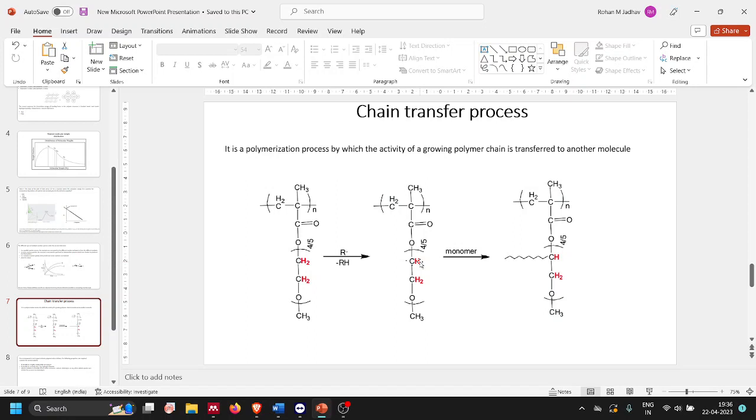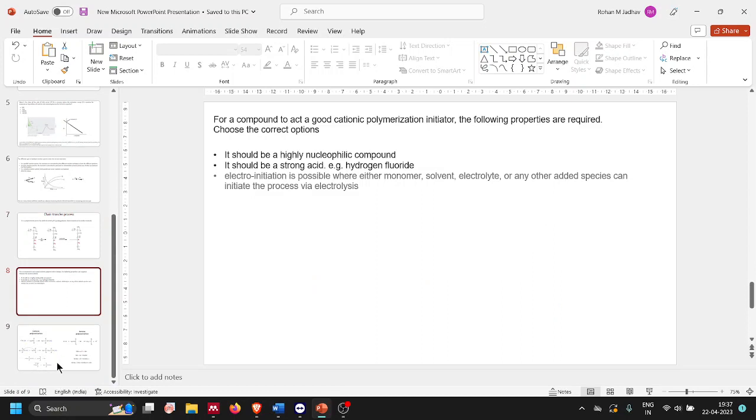And lastly, the transfer of the activity can occur to the solvent itself, and solvent can act as a chain transfer agent. And in that case, what happens is your solvent itself will halt the progress of initial polymer chains and pass on the activity to other polymers. Or, we can see the question right here.